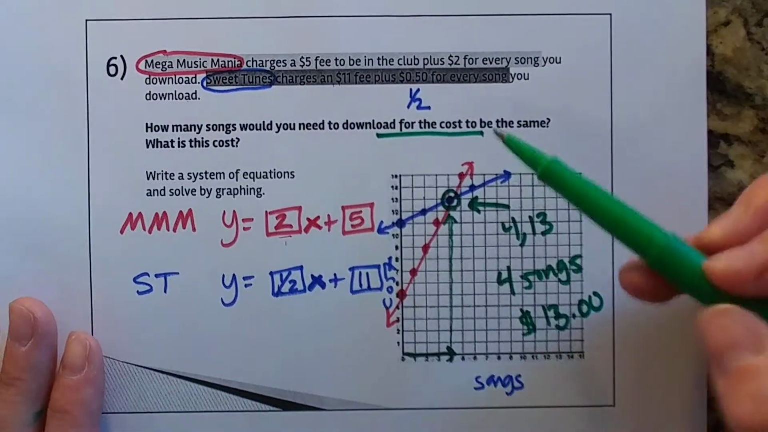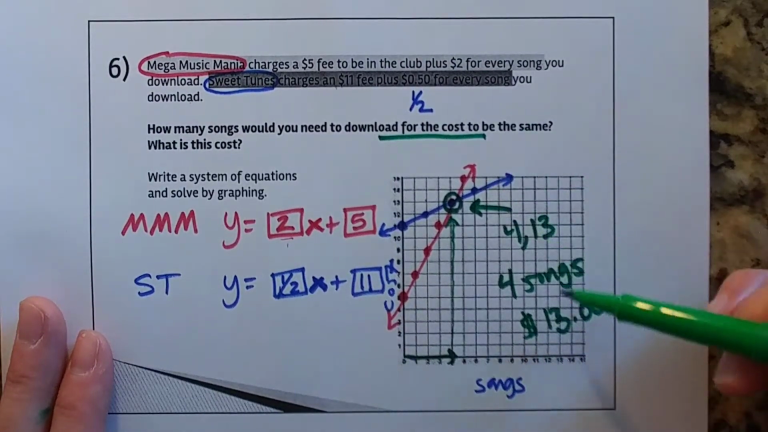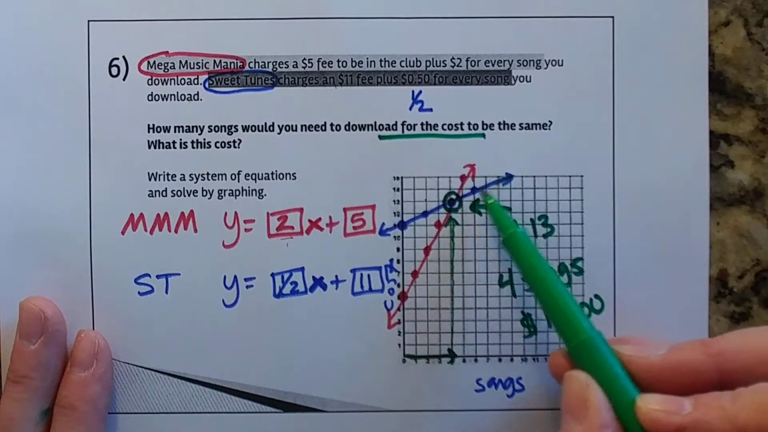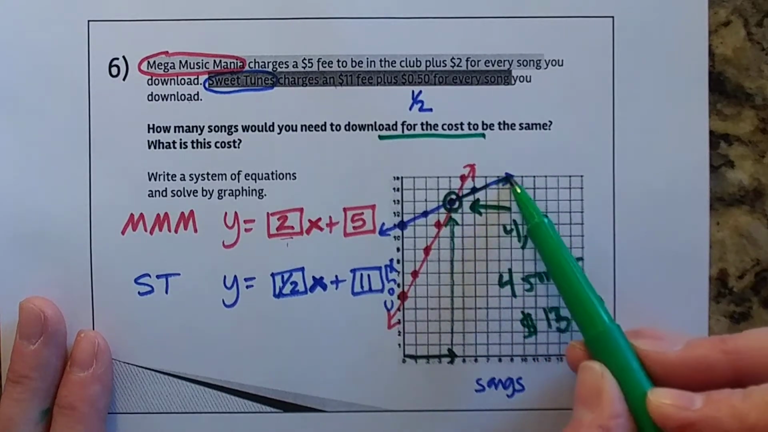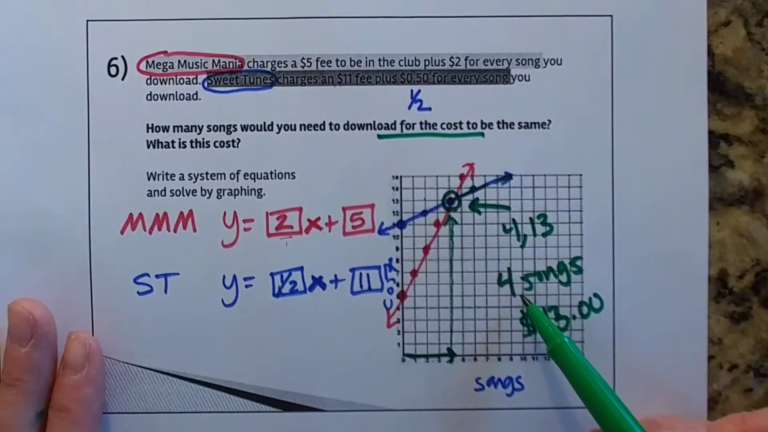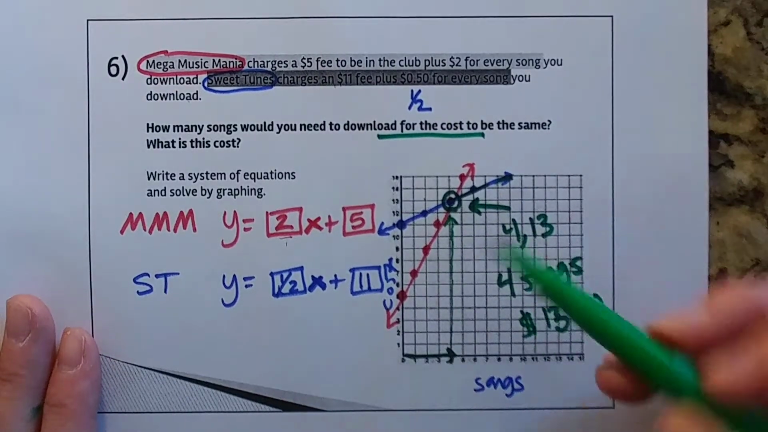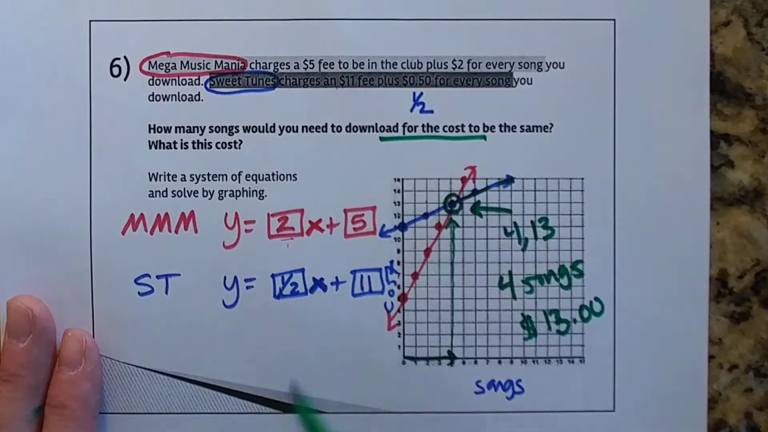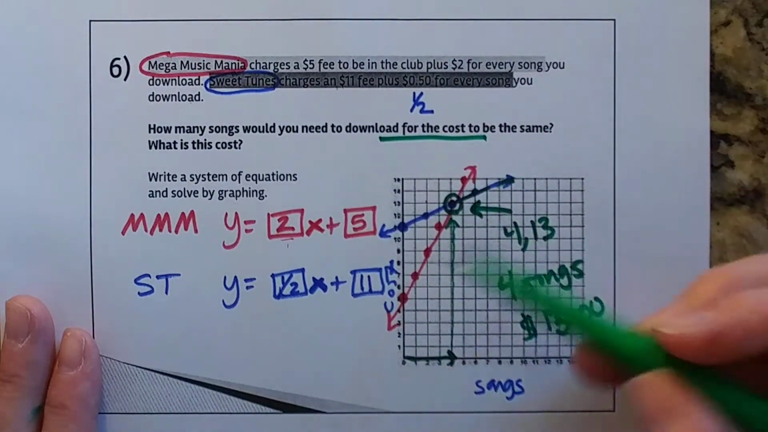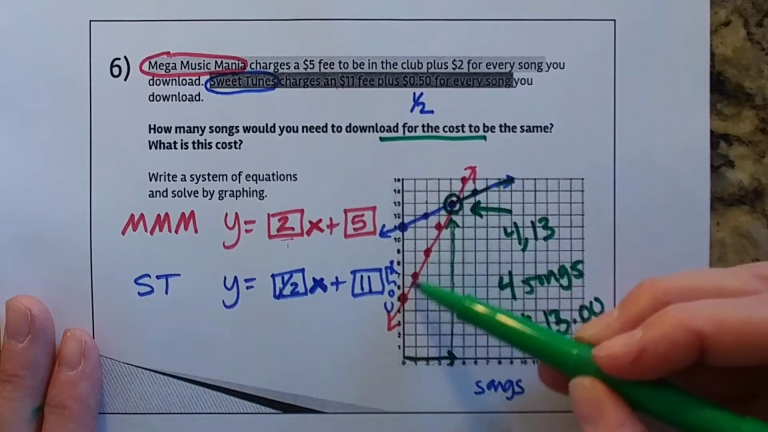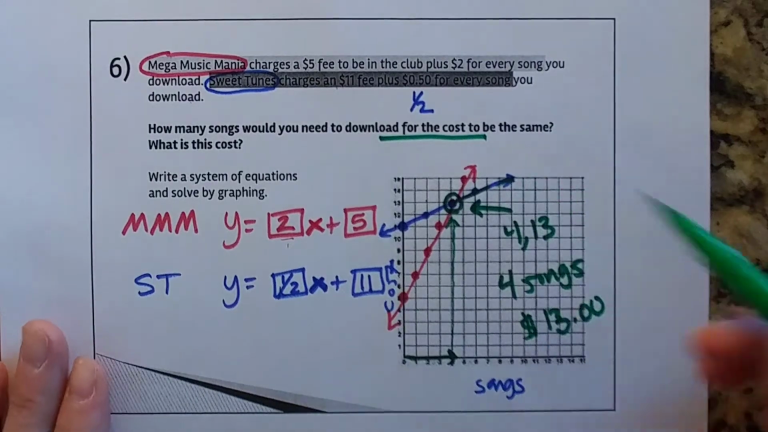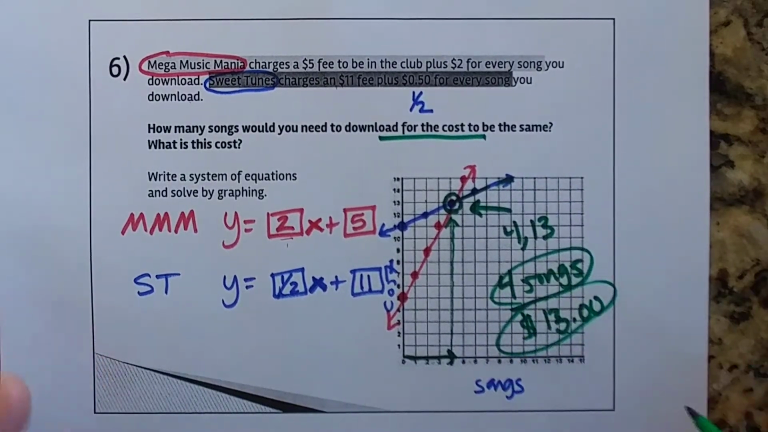But if I planned on downloading more than 4 songs, I might want to go to the place that's going to be cheaper, because after 4 songs, Sweet Tunes would be cheaper. If I wanted to download less than 4 songs, look at these two here. On the left side here, this is less than. So if I want to download less than 4 songs, I probably want to go to Mega Music Mania here, because this would be cheaper. It's lower down there for cost. But to answer the question, right here, 4 songs, $13. Doesn't matter where you go. Number 7.